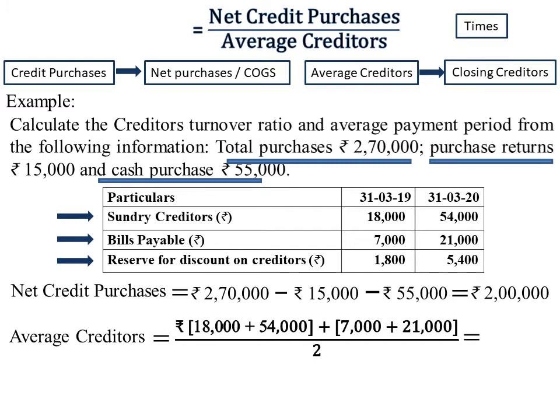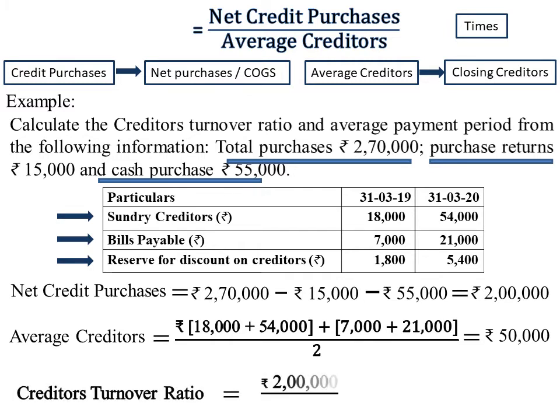Therefore, average creditors are rupees 50,000 and creditors turnover ratio is equal to rupees 2 lakh divided by rupees 50,000. This comes to 4 times. This means creditors get paid 4 times in a year.